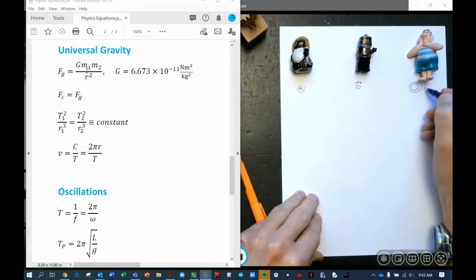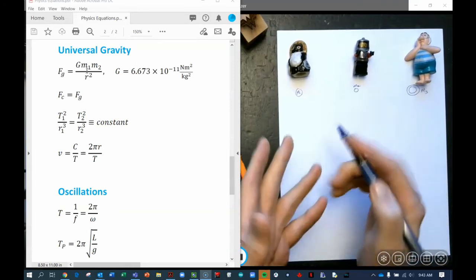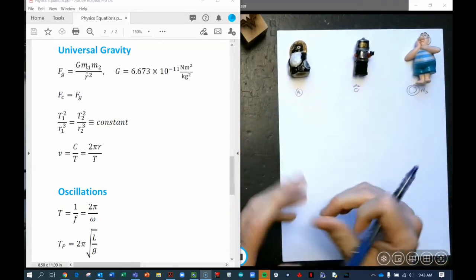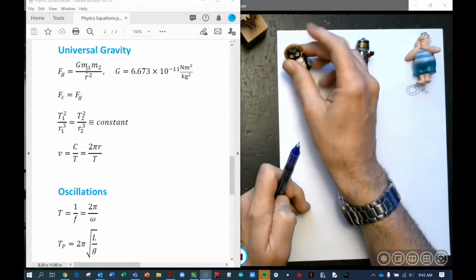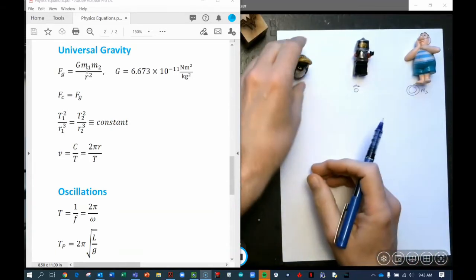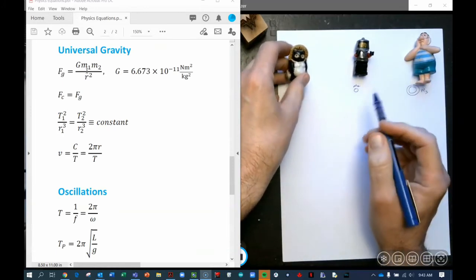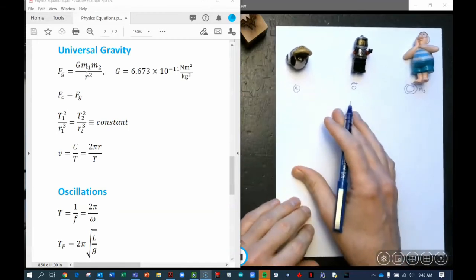I can make them bigger. M3. Okay. And so how do these three interact? What we have to do is consider one at a time. For example, we take the little tanuki doll here. If we want to look at how this guy is being affected by these two, you have to do it in two steps. And so it's a superposition principle.